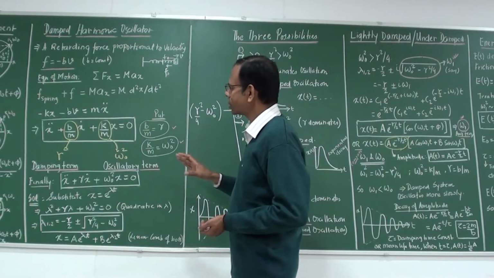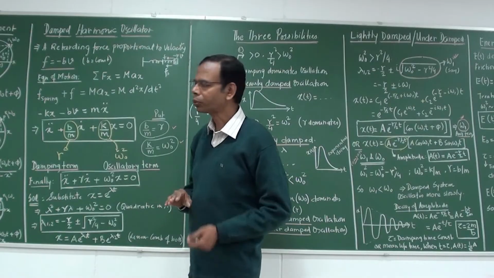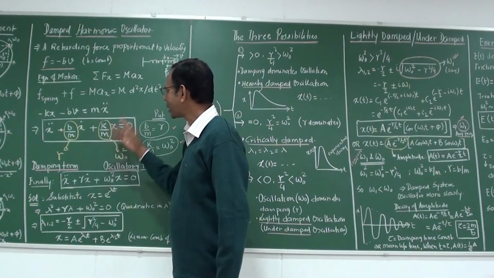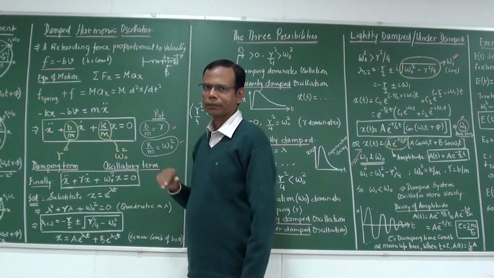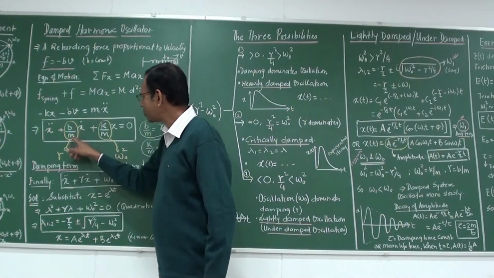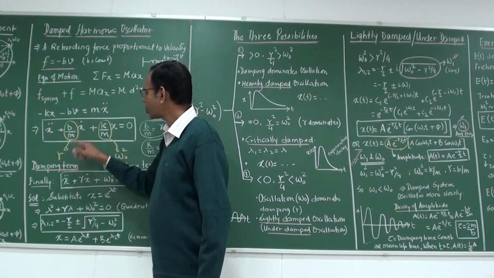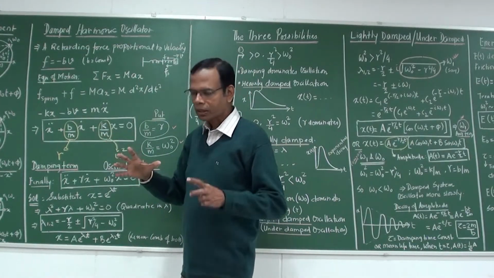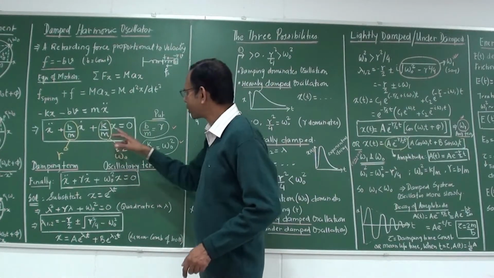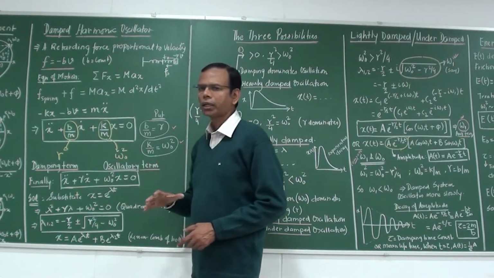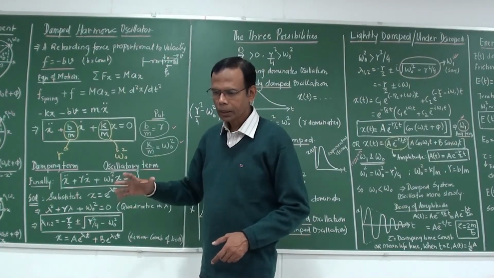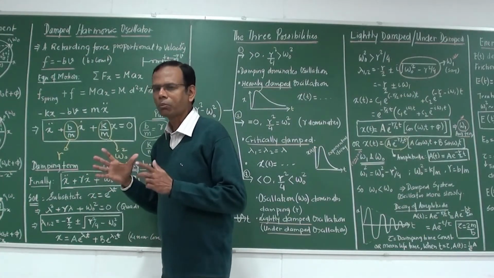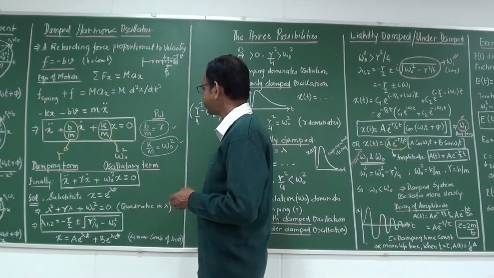Now, in order to simplify further, b by m we write as gamma, and k by m we already know is omega 0 square. This b by m is coming from b, so we call that the damping term. Because of this term, the oscillator gets damped. Because of this other term, which is an oscillatory term, it oscillates. So these two terms determine the motion of the body.